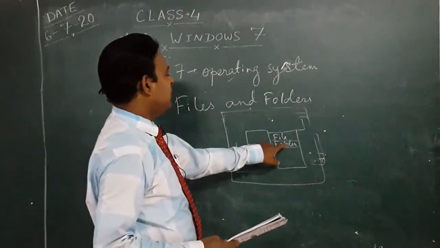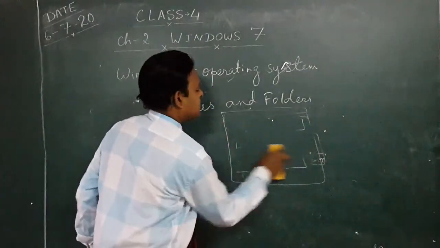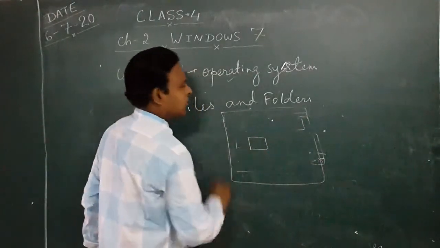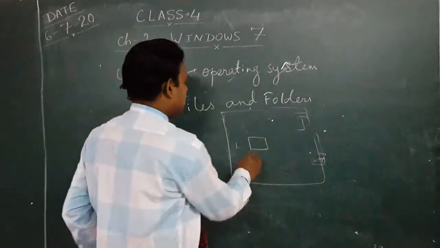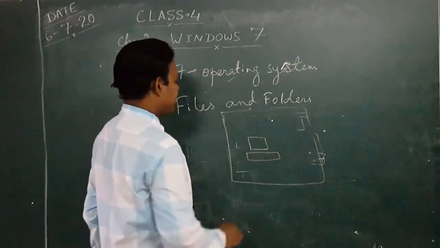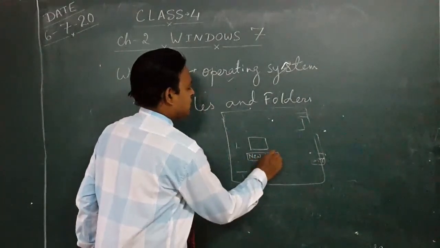Now when you click on this, you will see a small yellow colored box appear on the screen. This is your new folder. This is the writing area. At first it will show New Folder.